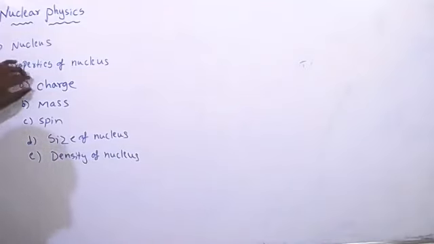These properties: charge is positive charge. Mass is the sum of the protons and neutrons. Spin is half, and intrinsic spin will be there. And the size of the nucleus depends on the mass number. If the mass number varies, the size will vary accordingly. Density of the nucleus is nothing but mass per volume. So mass of the nucleus by volume.